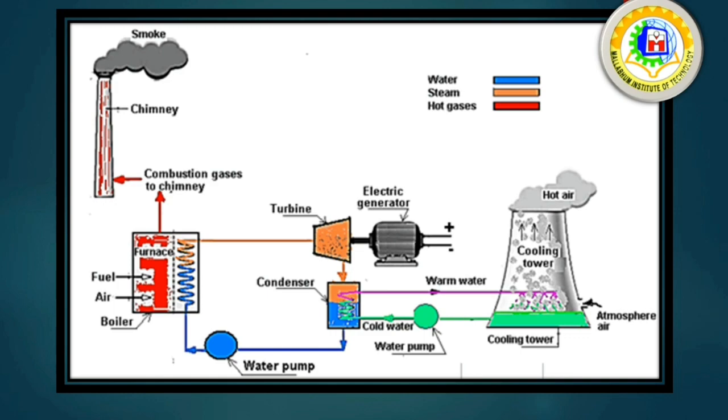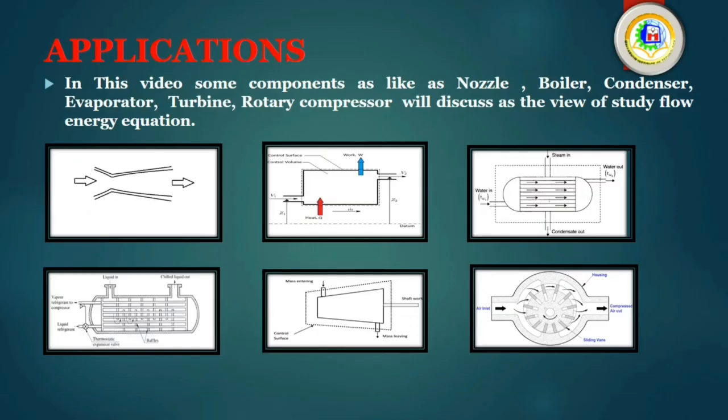And now I will discuss individually the 6 thermodynamic devices in this video, and those are, at first, the nozzle, and then the boiler, then condenser, then evaporator, then turbine, and rotary compressor.